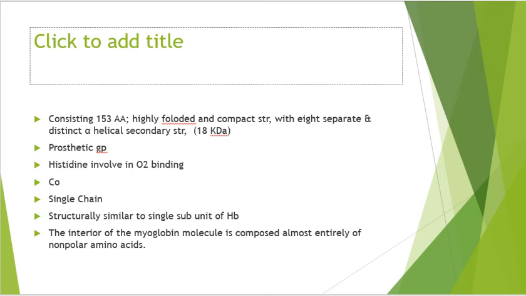Heme is the prosthetic group of myoglobin. Histidine is involved in the oxygen binding with myoglobin. Myoglobin can also bind with carbon monoxide. Myoglobin is a single chain, and it is structurally similar to the single subunit of hemoglobin. The interior of the myoglobin molecule is composed almost entirely of non-polar amino acids.